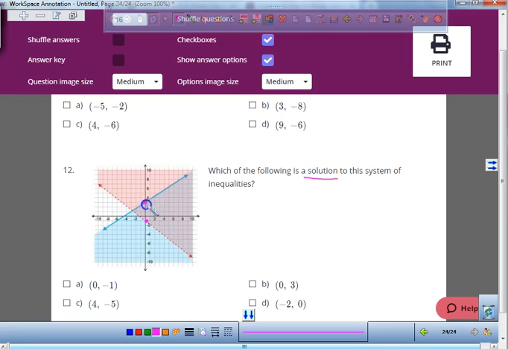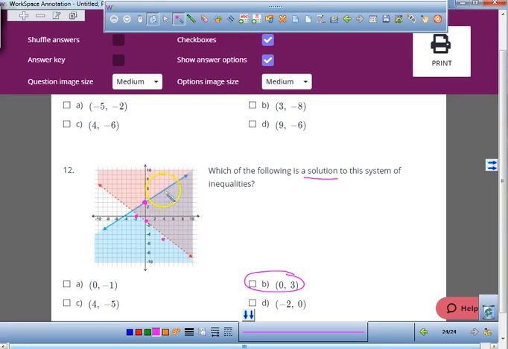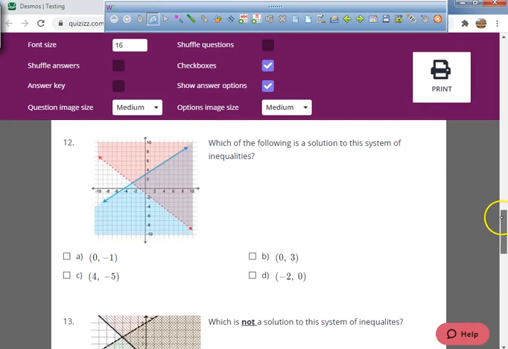0, 3. Is that a solution? Yeah, right? 4, negative 5 puts me right there, I believe. And negative 2, 0 puts me right there. So what's the only answer that's going to work? 0 and 3. Now, where's our solution region? Anywhere in here was our solution region, but anything that's on this line will work. Anything that's on this line will not work. And we learned that from yesterday.